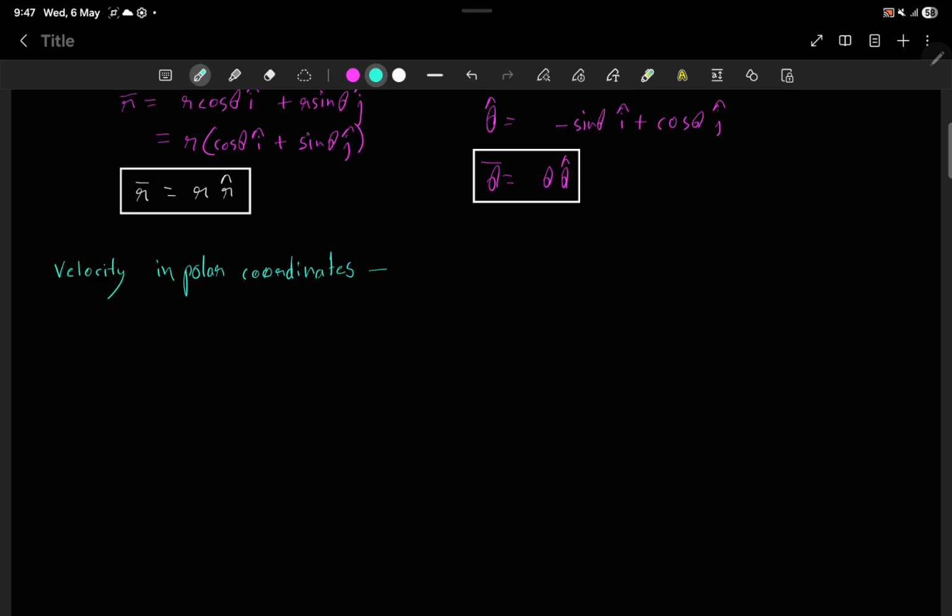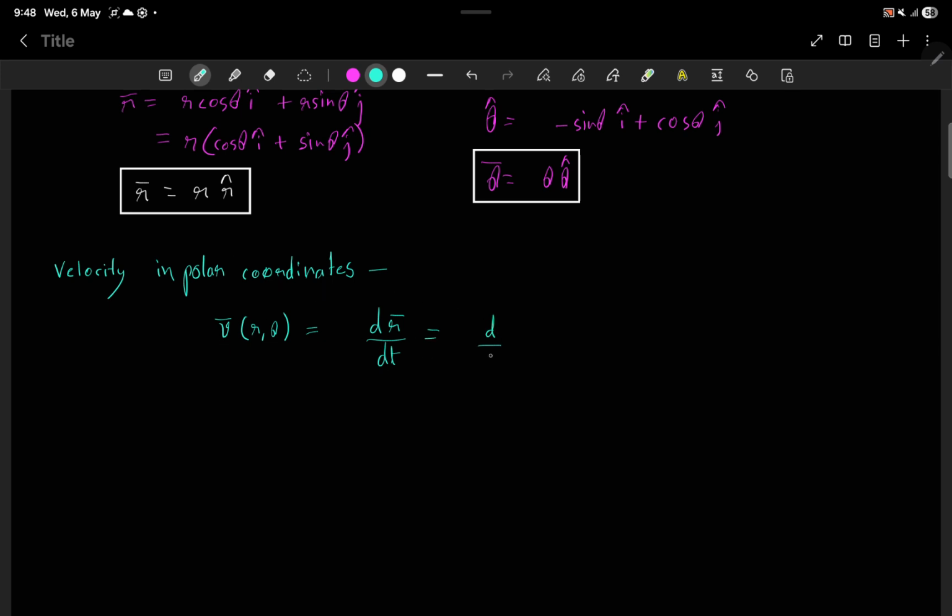Okay, so v bar because of r and theta. This will be dr vector by dt, my velocity in polar coordinates. That is, the change of my position vector with respect to time will give me the velocity. So I have written it like this.